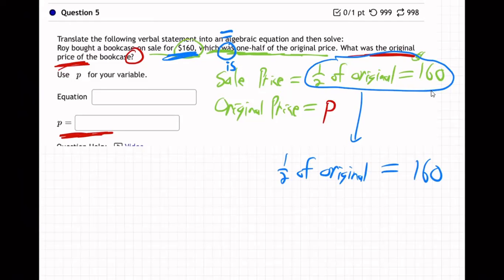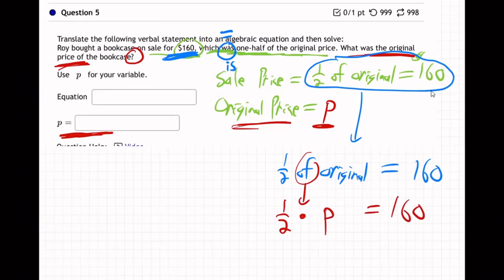So the sale price is 160, which was, which equals 1/2 of the original. So 1/2 the original is the sale price of 160. That's what they said. So 1/2. Now, what is of always? Of is always times, or multiply. I'll just do a dot. So 1/2 of, and what's the original? P, right here. Original price is P, is 160.